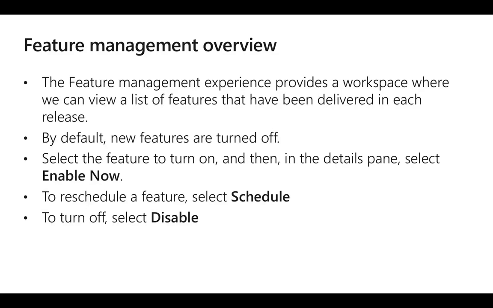After the feature is turned off, a message appears below the Learn More link in the detail pane. This message states that the feature hasn't yet been turned on. It appears every time that we select the feature in the feature list. Features that haven't been turned on appear on the Not Enabled tab.